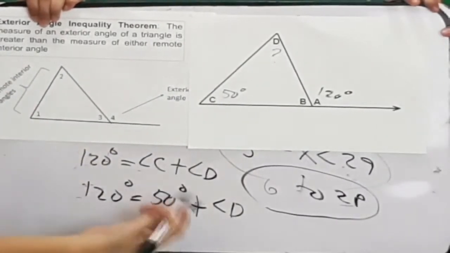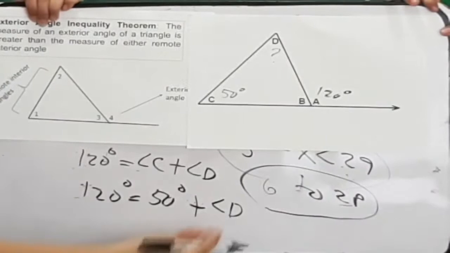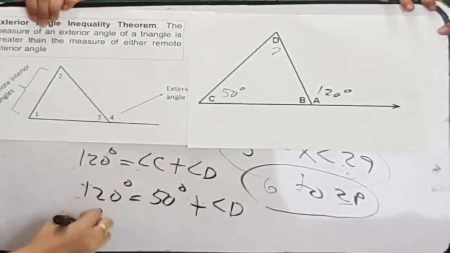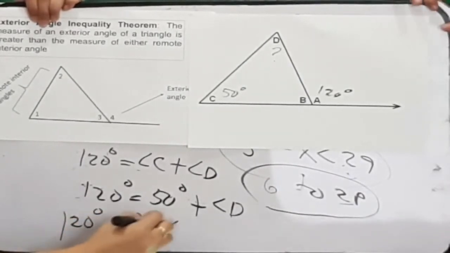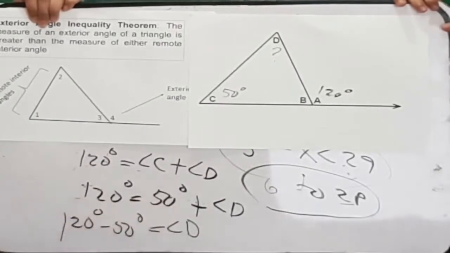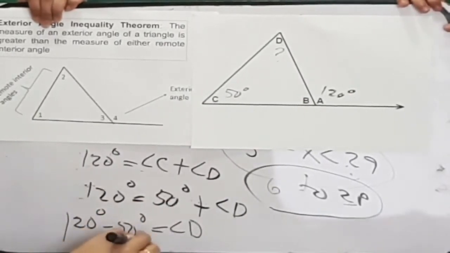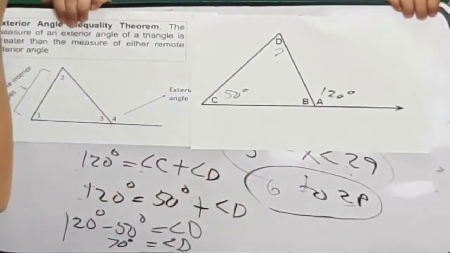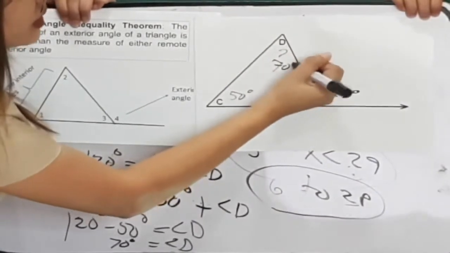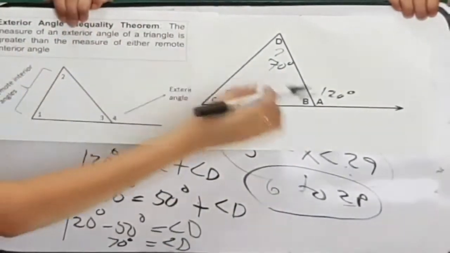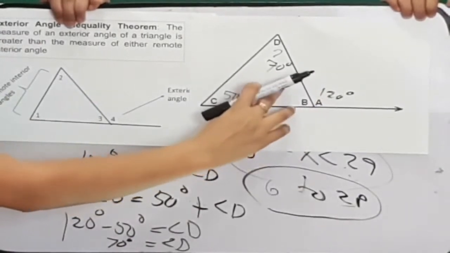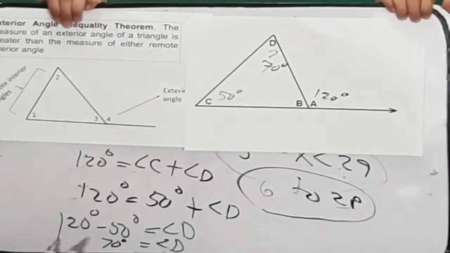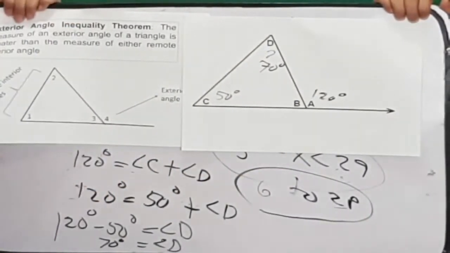Now, using the addition property of equality so that only angle D remains on one side, or we can transpose, we now have 120 degrees minus 50 degrees, and that is equal to angle D. So, 120 minus 50, that is 70 degrees. And that is the measure of angle D. So, given this problem, angle D here measures 70 degrees. Since the exterior angle is the sum of the measures of the two remote interior angles, 50 plus 70 is 120 degrees. So, I hope you understood the exterior angle inequality theorem.